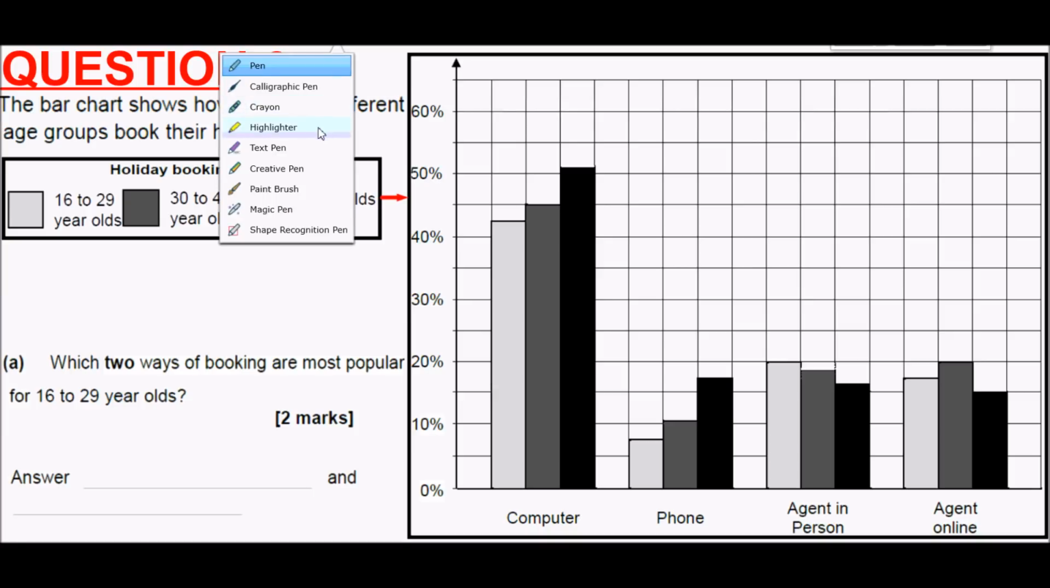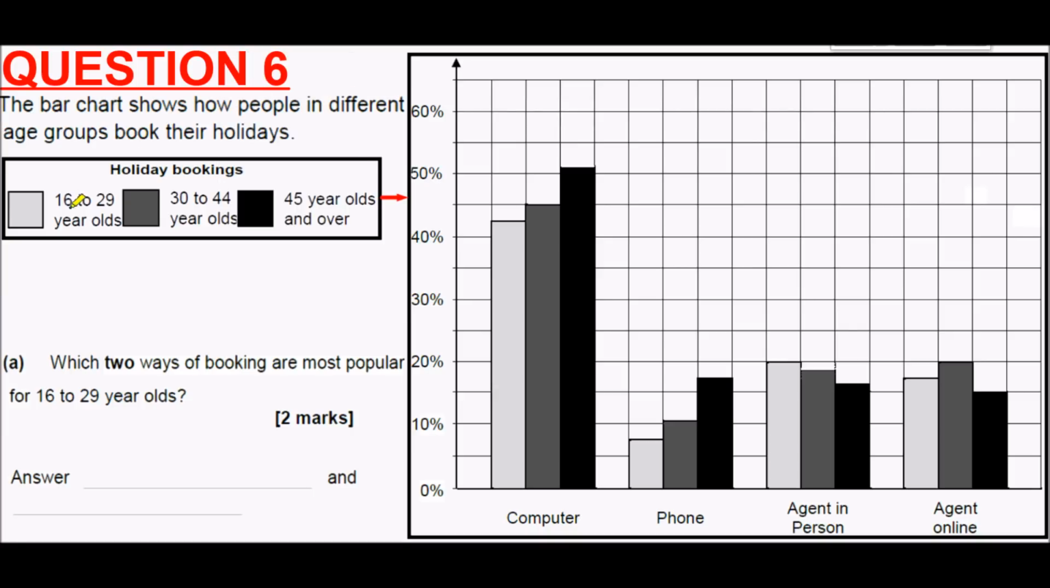Part A. We're asked which 2 ways of booking are most popular for 16 to 29-year-olds. And so be careful to look at the key properly. 16 to 29-year-olds is the lightest coloured bar. And so for 16 to 29-year-olds, they're just the first bars, the lightest ones. I'm just highlighting them here in yellow to make them even more obvious.